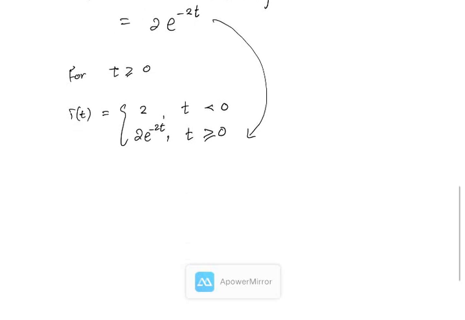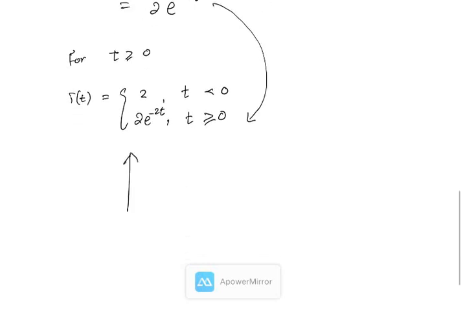Okay? So when you plot a graph, it looks like this. For t less than 0 the value is 2, and after t more than or equal to 0, you have 2e^(-2t). Okay, this is the graph.